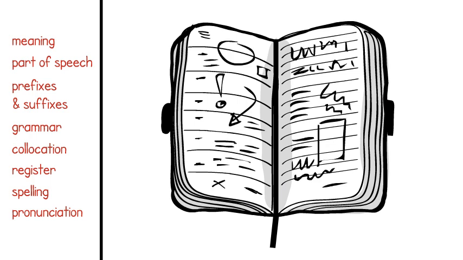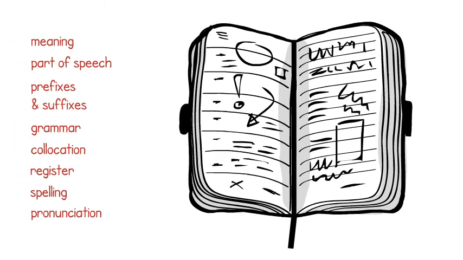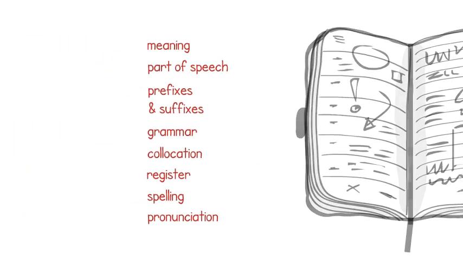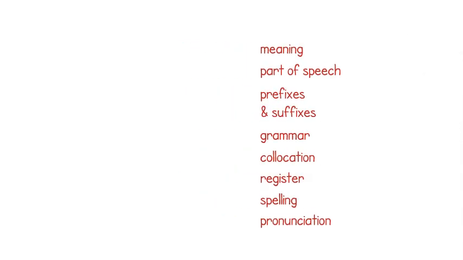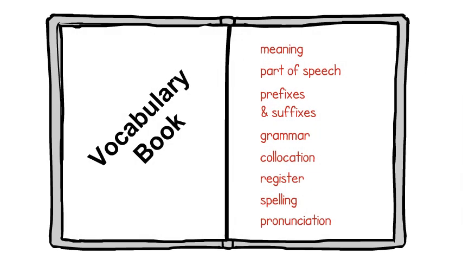A good way to do this is to have a book that you use only for noting vocabulary. It is important to make sure that when you write down new words, you add all of the information that we have talked about in this video. The word's meaning, part of speech, any prefixes or suffixes, grammar, collocation, register, spelling and pronunciation.